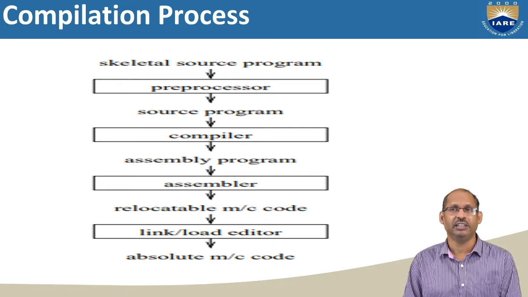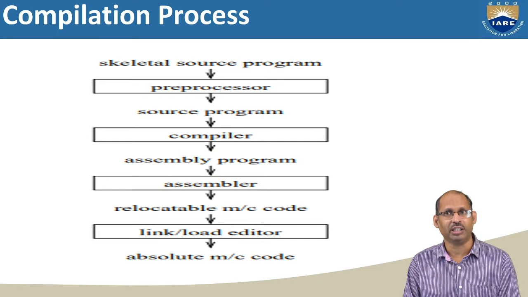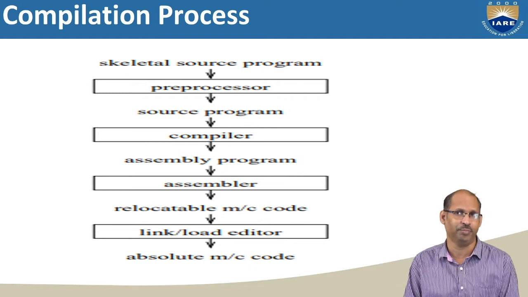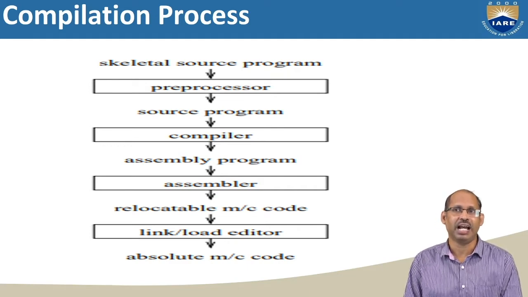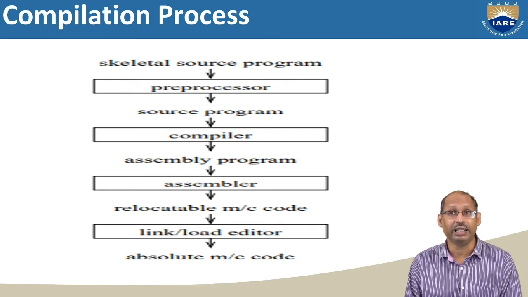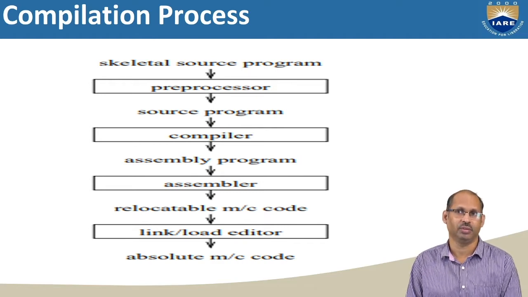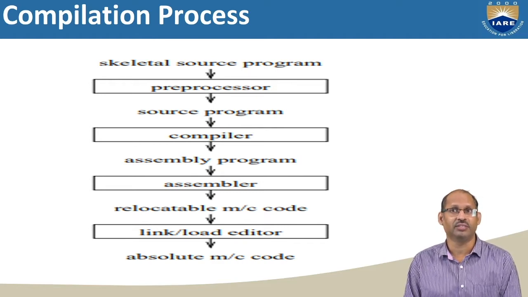So in general, we consider that a compiler takes a source program and converts it into different forms through each phase of the compiler, and finally gives an assembly program. This assembly program will be the input to the assembler. The assembler will convert the assembly program to relocatable machine code.